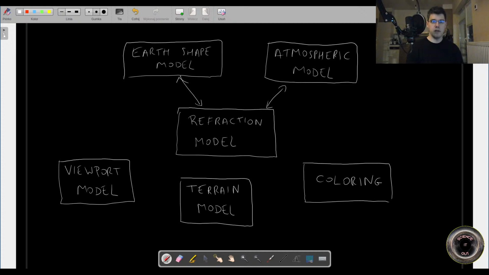But yeah, so that's it. Those are the parts I will be talking about today. Starting with the refraction model, then we'll go to the Earth shape model, then we'll go to the atmospheric model, then I'll talk a bit about the viewport, the terrain, and the coloring, but the main part, the really meaty part that has a lot of maths and a lot of physics behind it, it's pretty much these three. And, well, maybe the viewport model a bit, but it's more geometry than physics, and it's not that much of it.